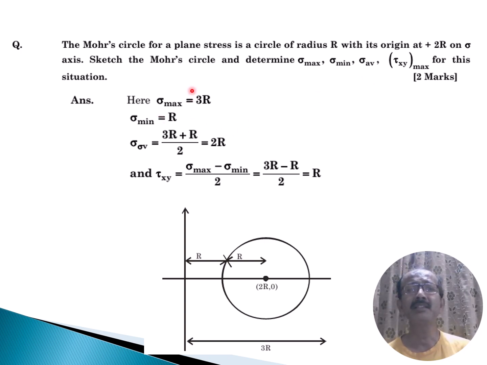So sigma max is nothing but 3r, sigma min equals r. So sigma average is the sum of these two divided by 2, that is 2r, and tau max is nothing but sigma max minus sigma min by 2. So finally you are representing the stresses sigma max, sigma min, and sigma average. So this is the 3r, this is the r, and this is the 2r.